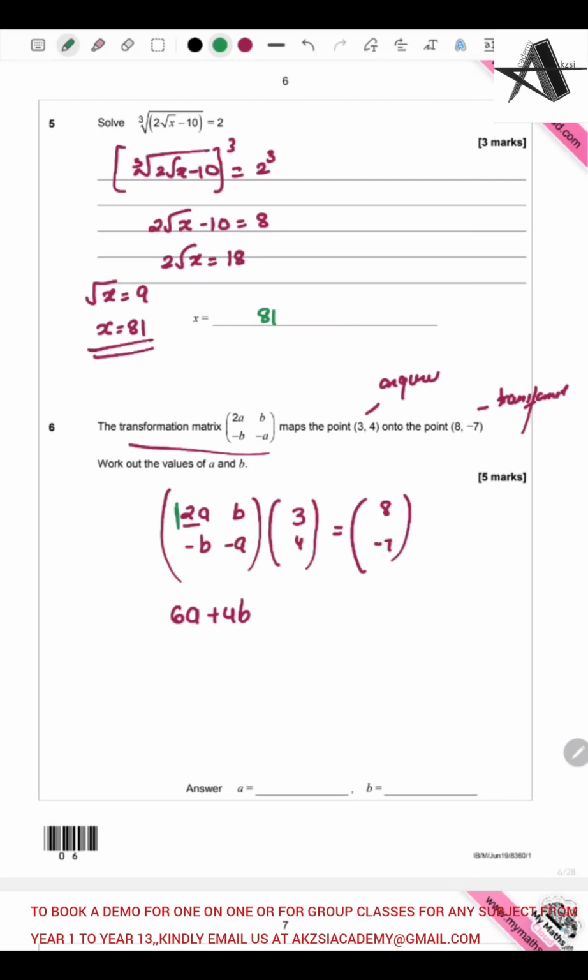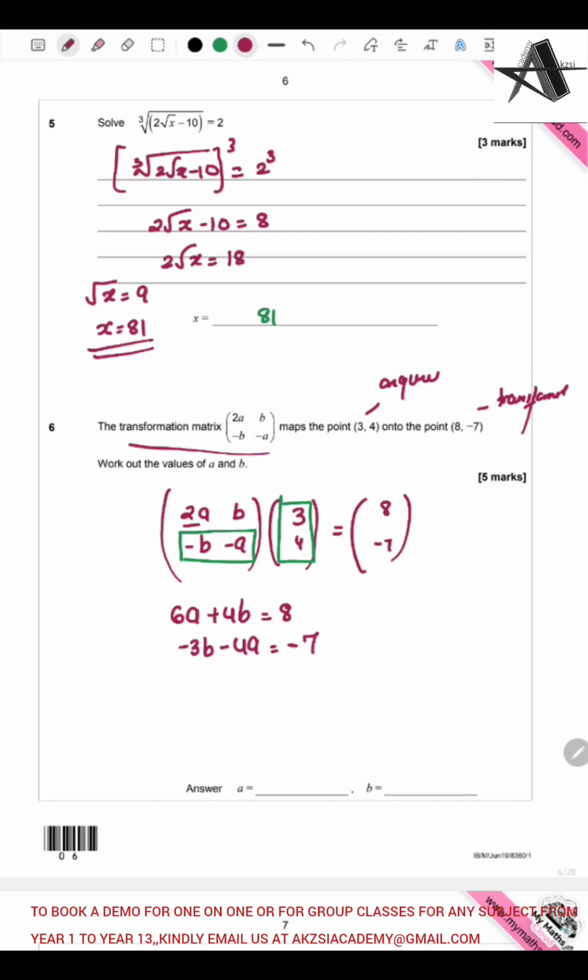Next, same thing. We have taken this row and this column and multiplied each element. Similarly, now I have to do the next one. That means taking this row and the same column here: first element into first element and second element into second element. That's how we multiply. So 3 into negative b is negative 3b, and 4 into a is 4a. Obviously this multiplication is equal to 8 and the bottom multiplication is equal to negative 7.